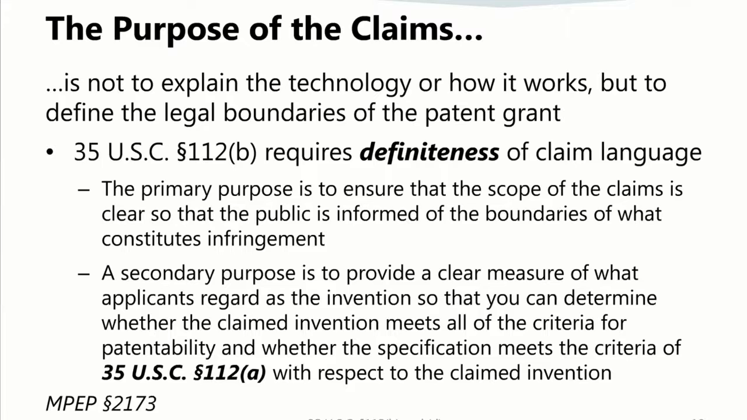The primary purpose of 112B is to ensure that the scope of the claims is clear so that the public is informed of the boundaries of what constitutes infringement. This means that the claim language must be definite to comply with 112B. Conversely, a claim that does not comply with this requirement of 112B is indefinite. Definiteness of claim language also helps you determine whether the claimed invention meets all the criteria for patentability, and whether the specification complies with 112A by providing a clear measure of what applicants regard as the invention.